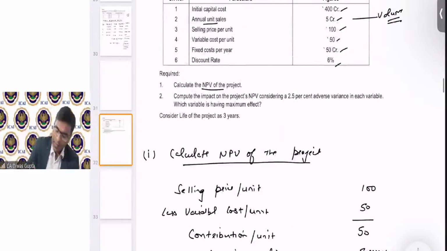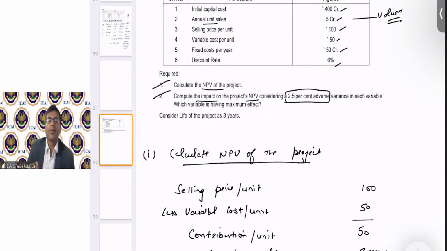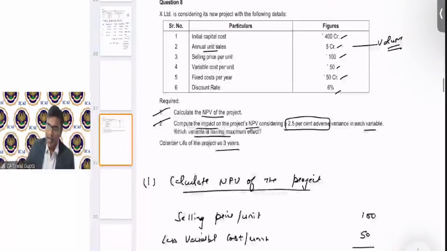Then the next part comes: compute the impact on the project's NPV, considering a 2.5% adverse variation in each variable. For each variable, you compute the impact on NPV by assuming that the variable moves by 2.5% in the adverse direction. And they're also asking which variable has the maximum effect, that is, which variable impacts NPV the most. And they're saying consider the life of the project as 3 years. That we have already taken.